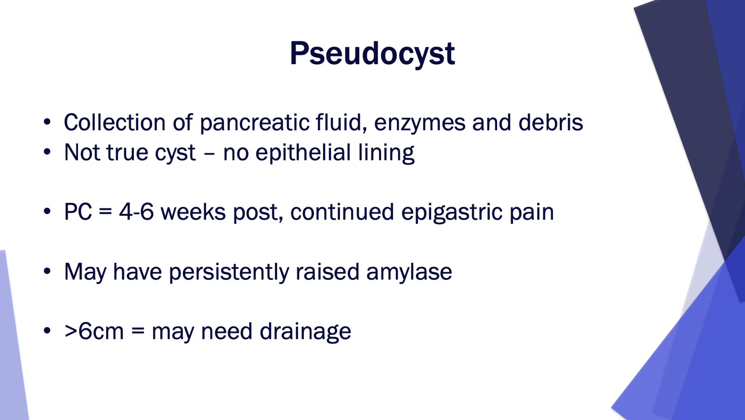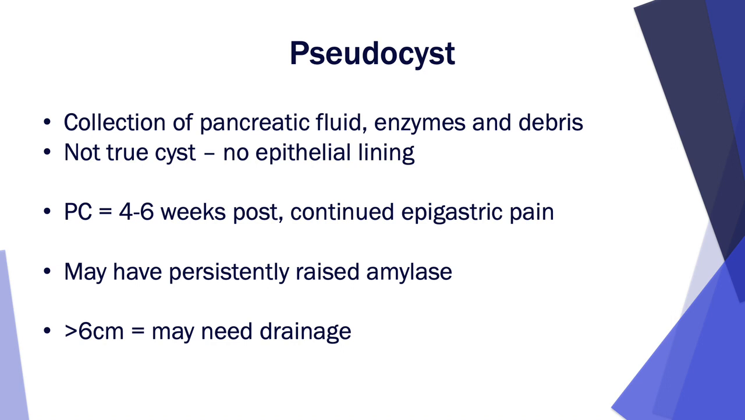Pseudocyst is one of the late complications of pancreatitis. A pseudocyst is a collection of peripancreatic fluid, enzymes, and necrotic debris. It's not a true cyst as it has no epithelial lining, but it's surrounded by fibrous and granulation tissue. It usually presents 4 to 6 weeks following the acute episode of pancreatitis, and it can present with epigastric pain and swelling, dyspepsia, vomiting, and fever. Patients may also have a persistently raised amylase.